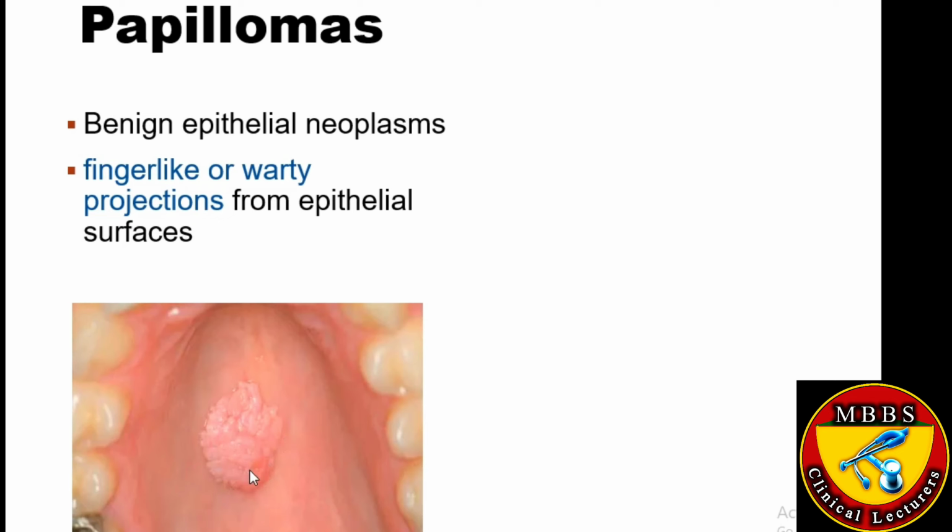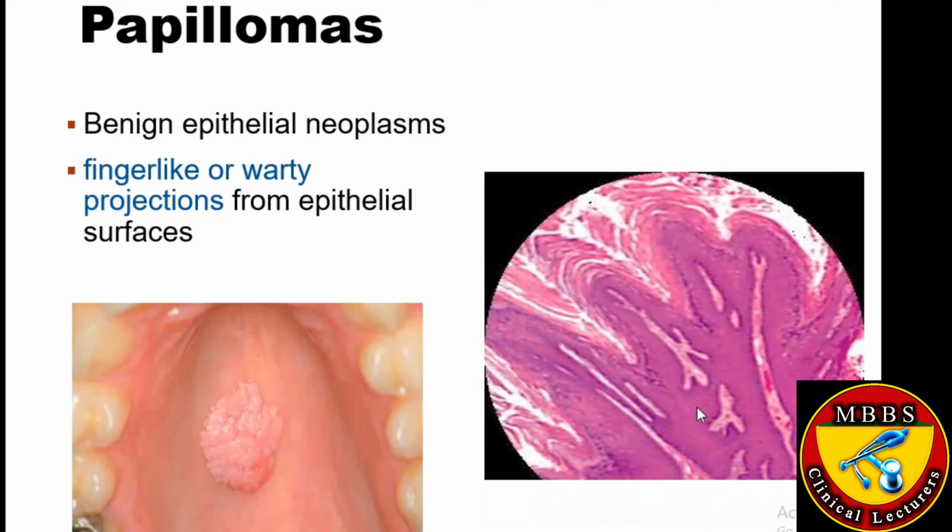A very irregular surface, but they are benign since they are omas, right? They are coming from the epithelial surface, that is mostly from the stratified epithelium. Now you can see these finger-like projections, okay? And these have a central fibrous core, but if you go on high focus, then you will find that they are lined by the stratified epithelium.